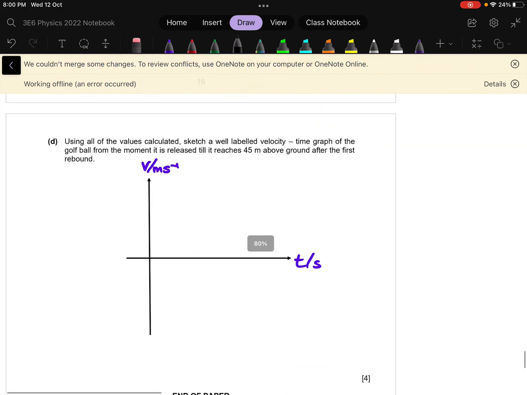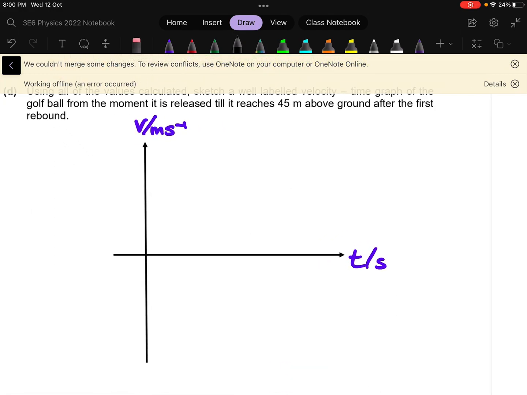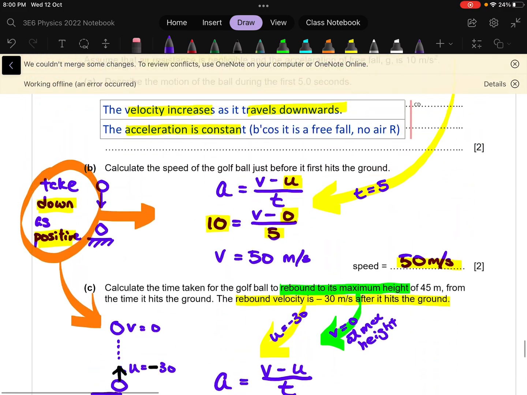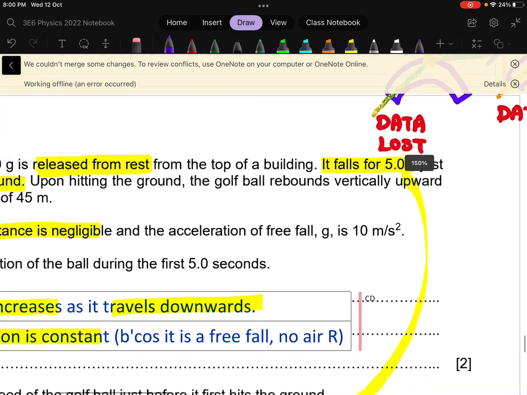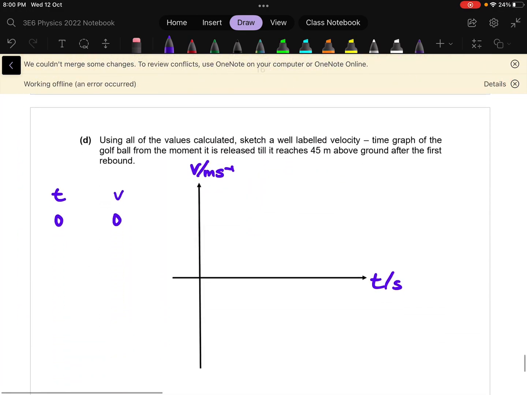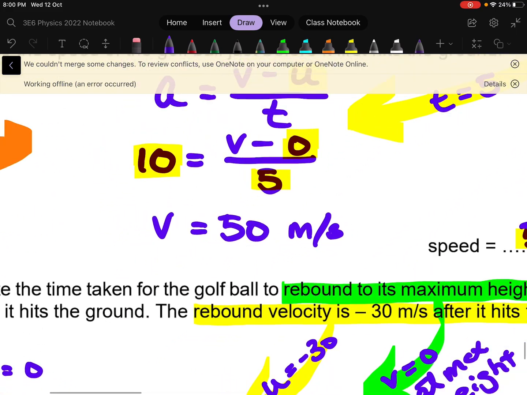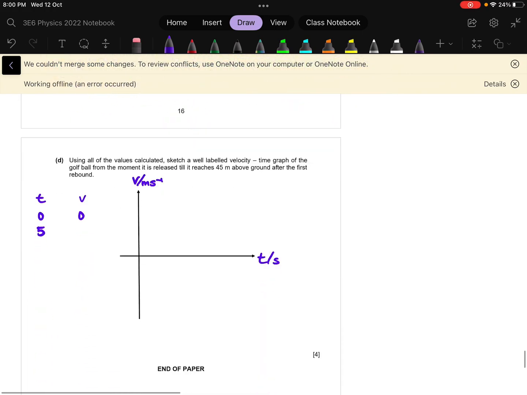Okay. So last but not least, you are supposed to sketch the VT graph. So very simple. Let's collate all the information you have. You know that at time equals to 0, it falls from rest. So it should start from 0, 0, right? Then you know that the ball actually falls for 5 seconds, right? Here, the ball falls for 5 seconds, and as it falls towards the ground after 5 seconds, the speed actually becomes 50, right? So it becomes 50.